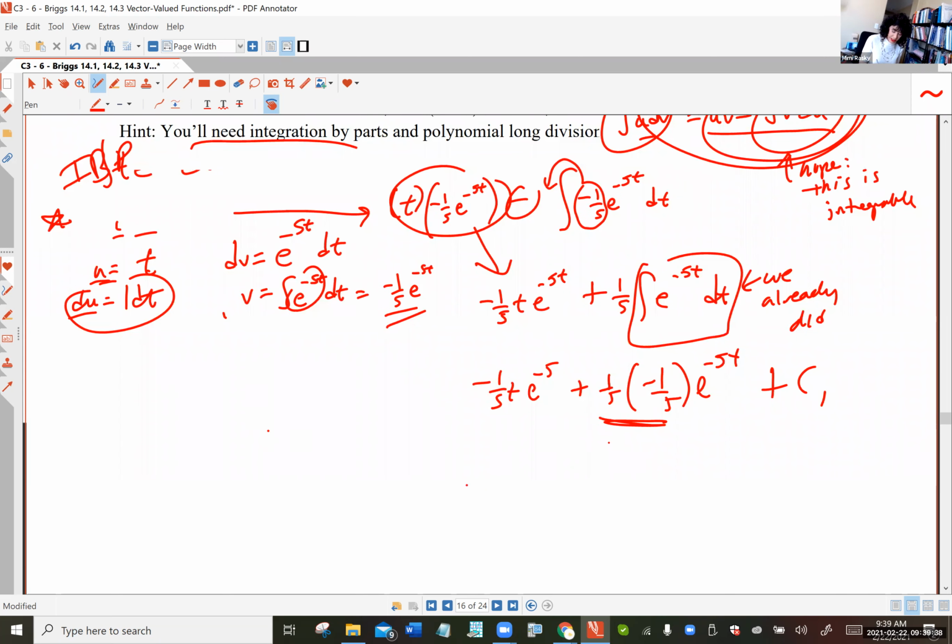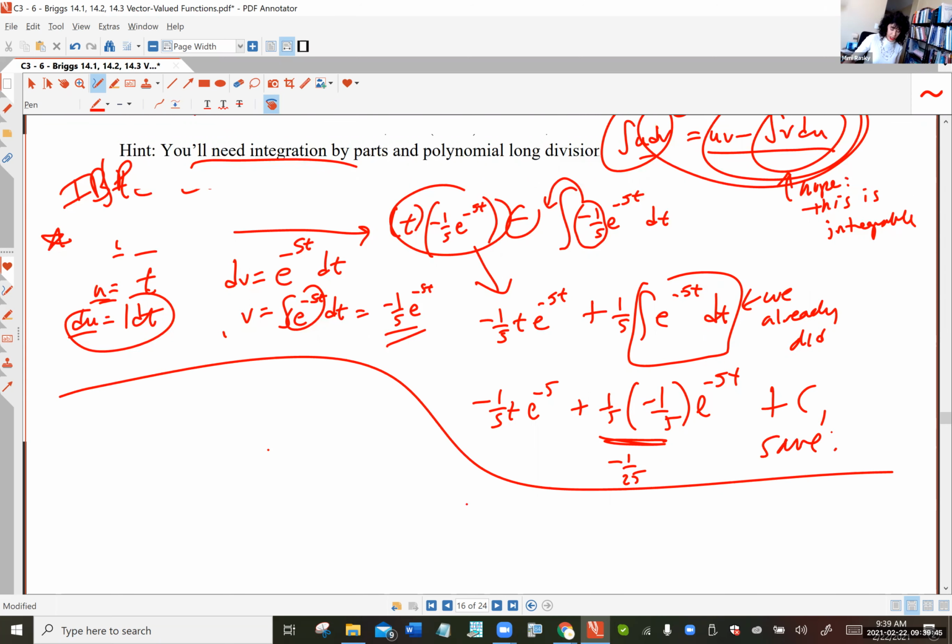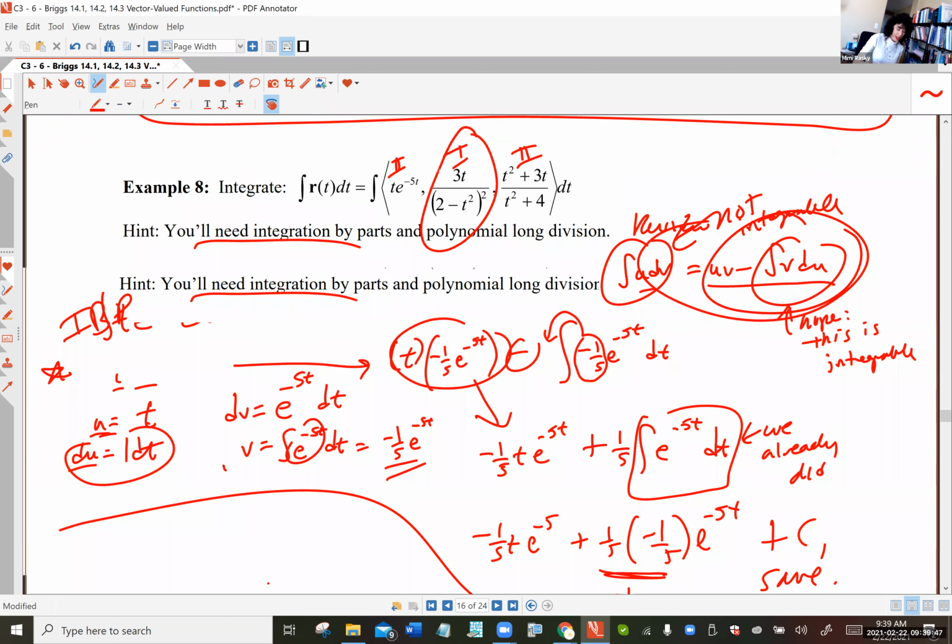And you may want to clean this up because that is a negative 1/25. Okay, so let's save that for later and keep going with this integration problem. Oh my God, now what? Number 2, the second component, yuck.